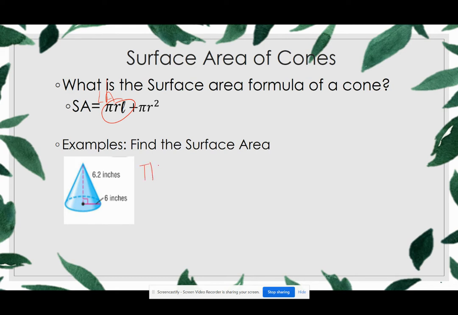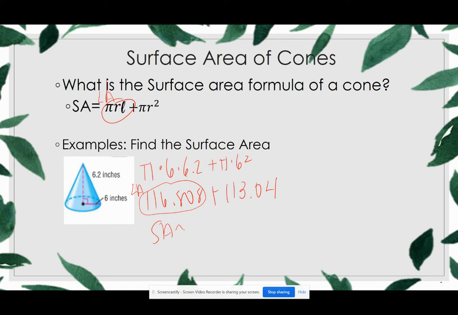So we have pi times 6 times 6.2 plus pi times 6 squared. So 3.14 times 6 times 6.2 gives you 116.808 plus 3.14 times 36, 113.04. And once again, on your homework, you should circle that this is the lateral area and then keep going for the surface area. And we get the surface area as approximately 229.8 inches squared.